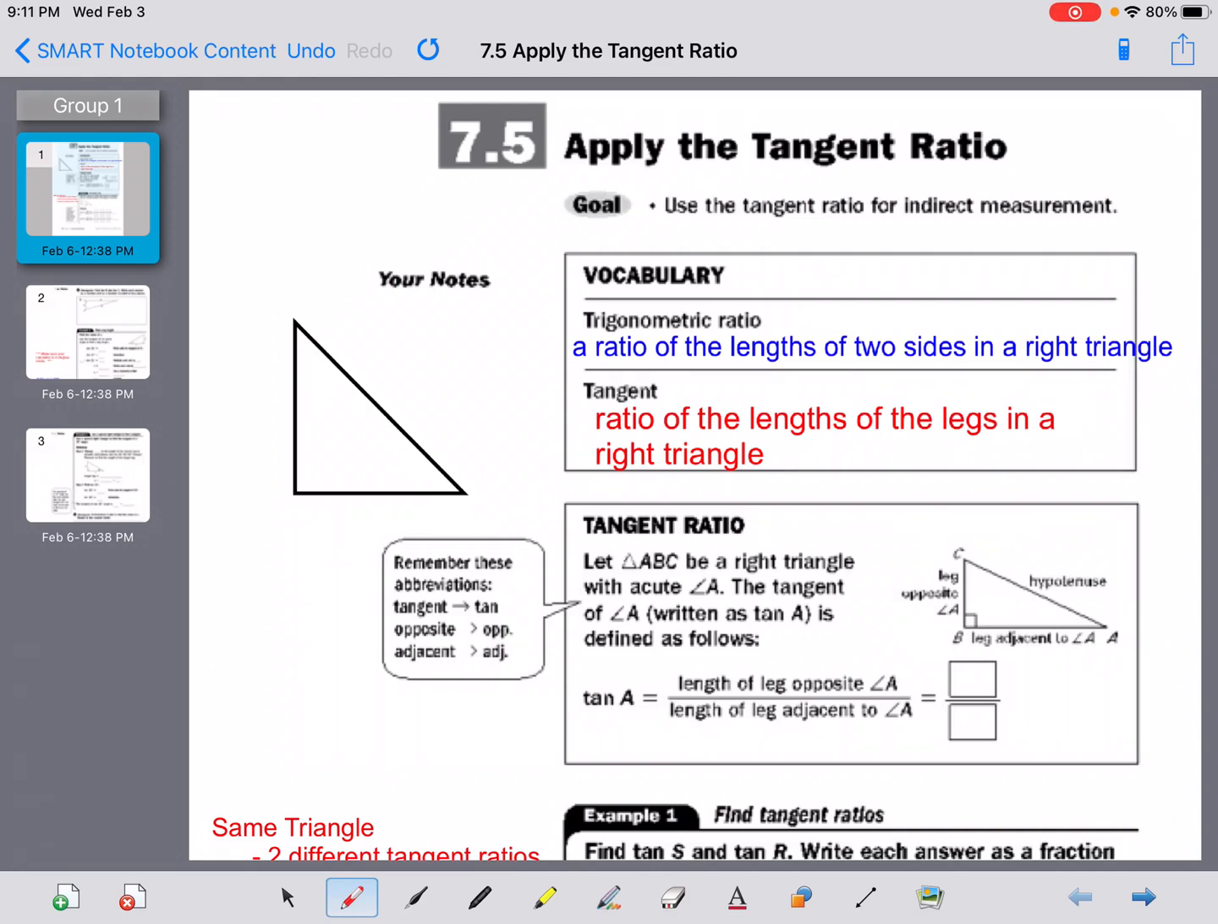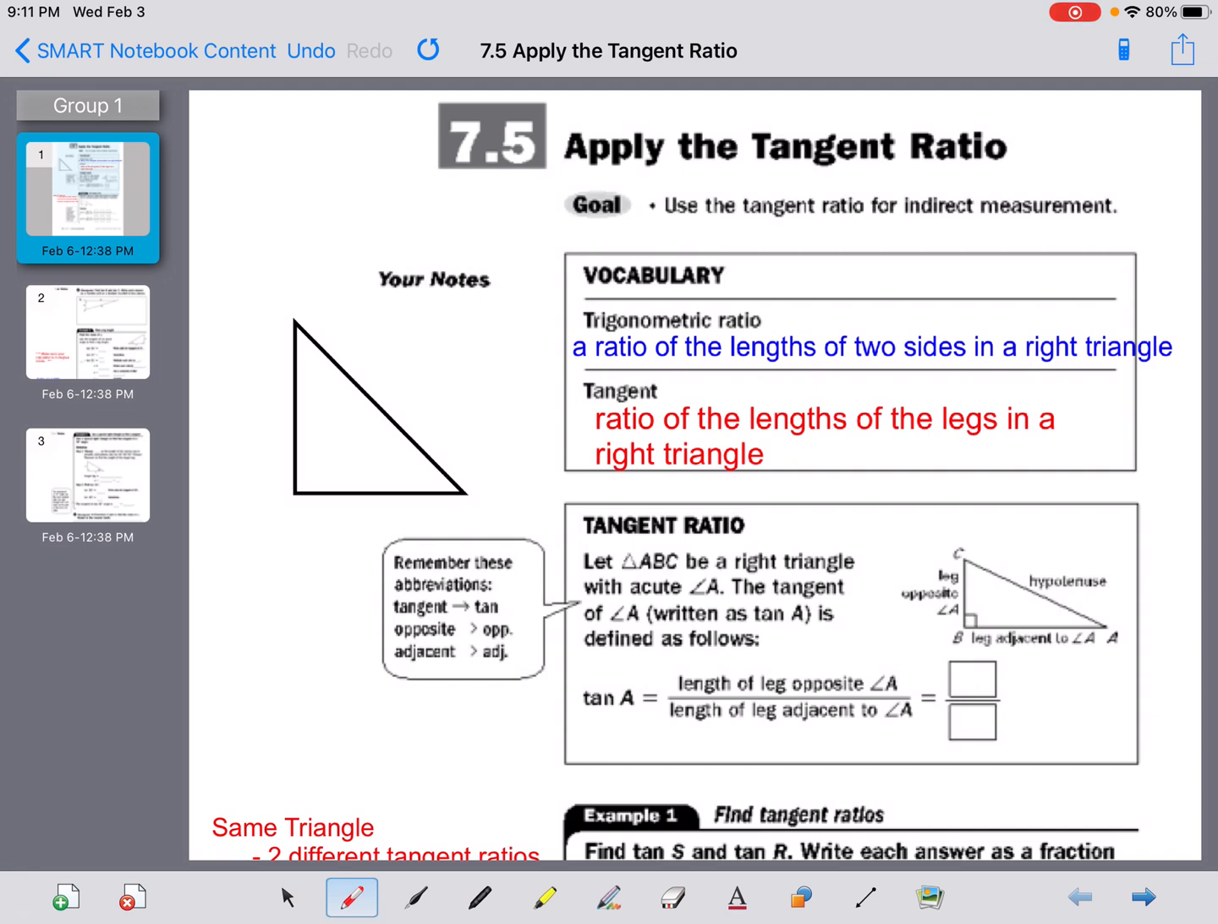All right, geometry students, we're on 7.5 here today. Apply the tangent ratio. We're going to see some new words in these notes today, some things we've probably never seen before. So we're going to start what we're calling trigonometry. Okay, maybe you've heard of it before.